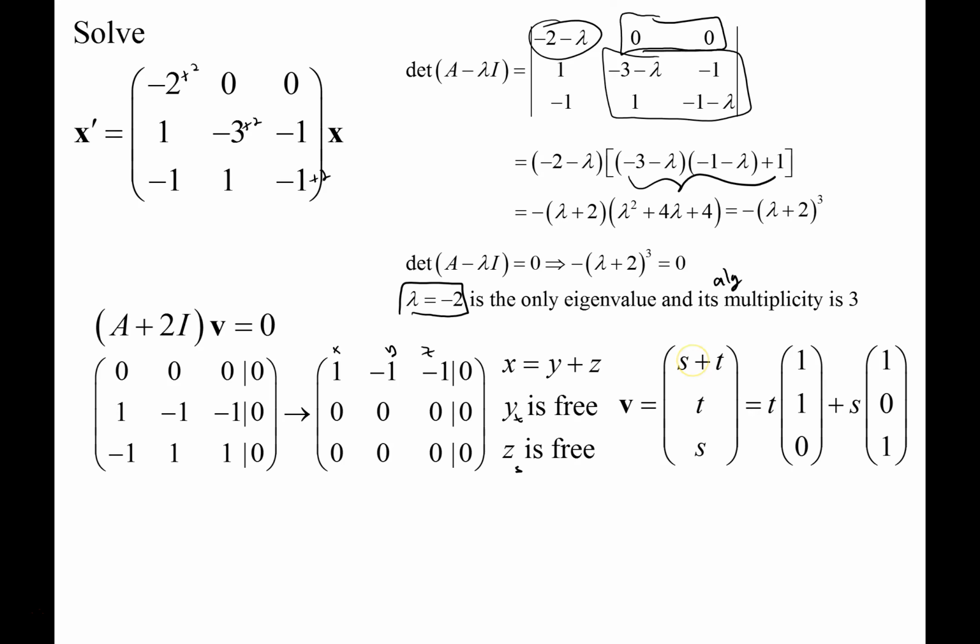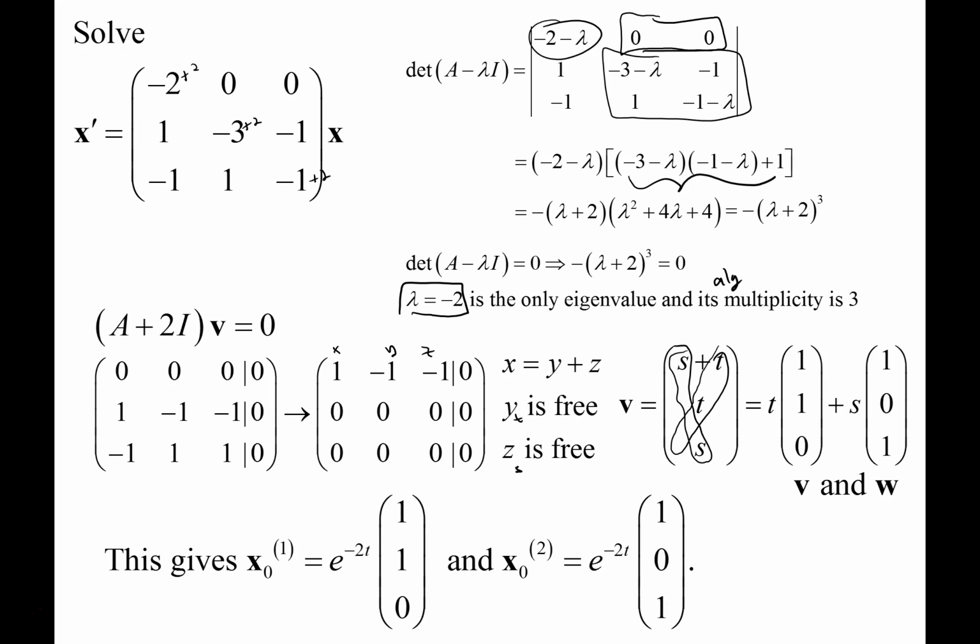And then what we do is we break that apart. This is equal to t times (1, 1, 0) and s times (1, 0, 1). These two vectors are eigenvectors. We'll call them v and w. But we're missing one. We need a generalized eigenvector to make the 3.